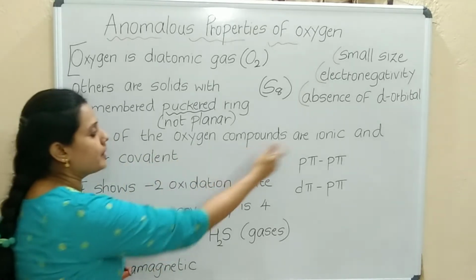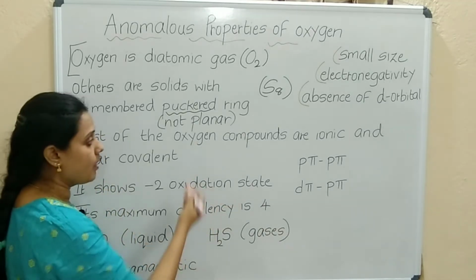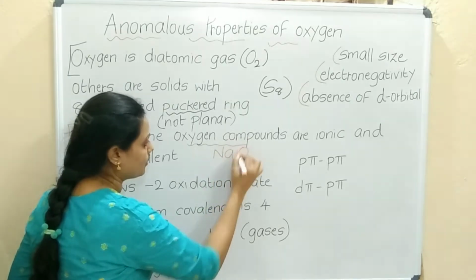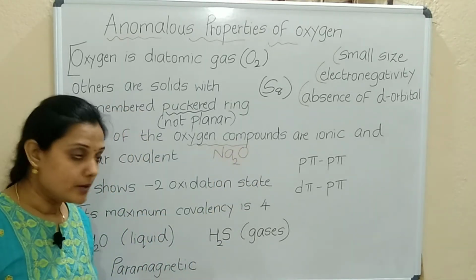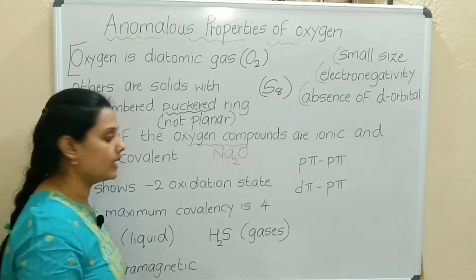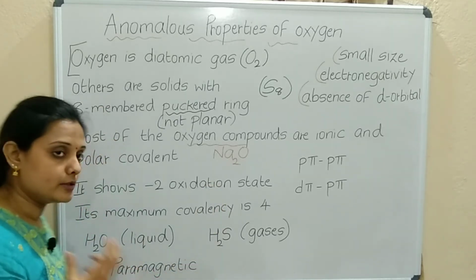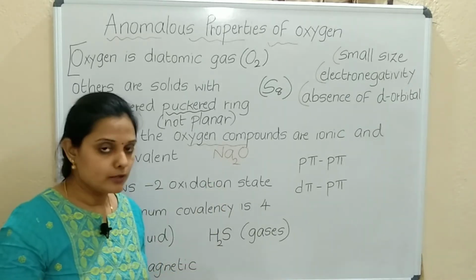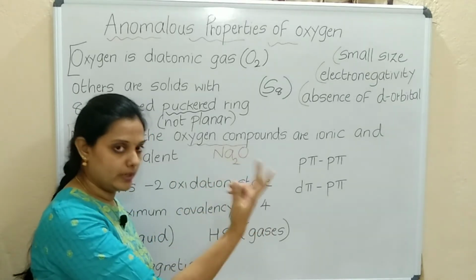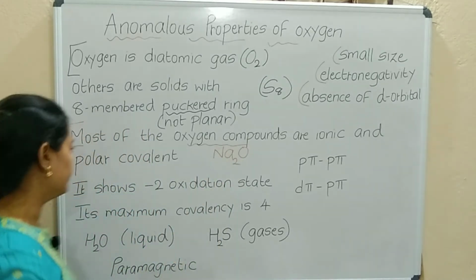Most of the oxygen compounds are ionic in nature. I'll take the example Na2O, sodium oxide. They are ionic in nature. There are 2 sodium atoms, each sodium will give 1 electron, and oxygen has to accept 2 electrons to complete the octet. So 2 sodium will give 2 electrons, and both electrons will be accepted by oxygen.